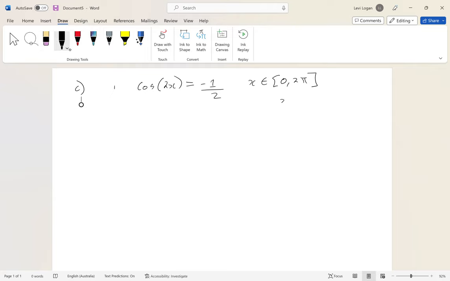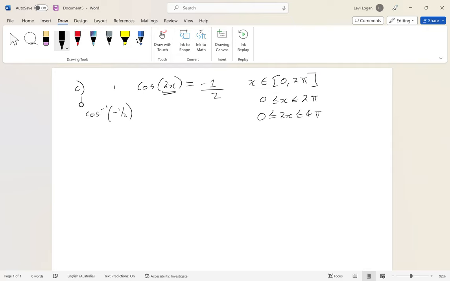We also need to change our domain, so x belongs between 0 and 2 pi, but it's been dilated by a factor of 2, so we need to look between, well, 2x belongs between 0 and 4 pi. If you don't know what I just did there, instead of looking between x, we've got 2x here, so I've multiplied everything by 2, so all our solutions are actually between these bounds, because we're going to divide by 2 later. Alright, so now we're going to do cos inverse negative a half.